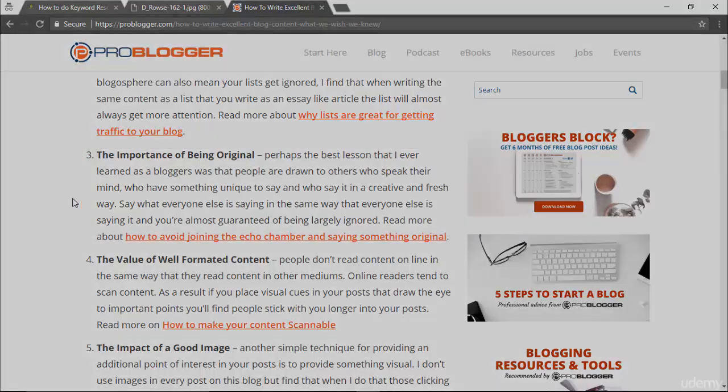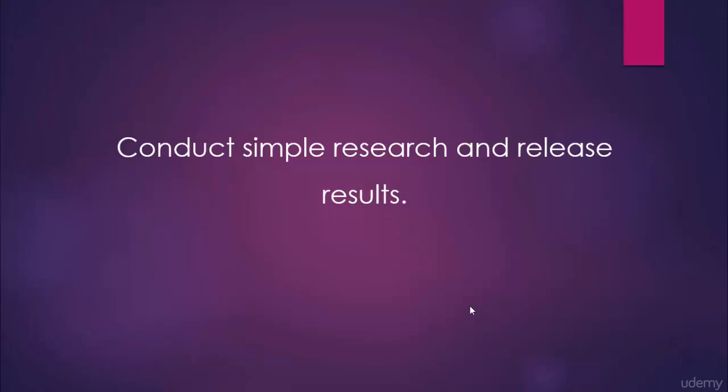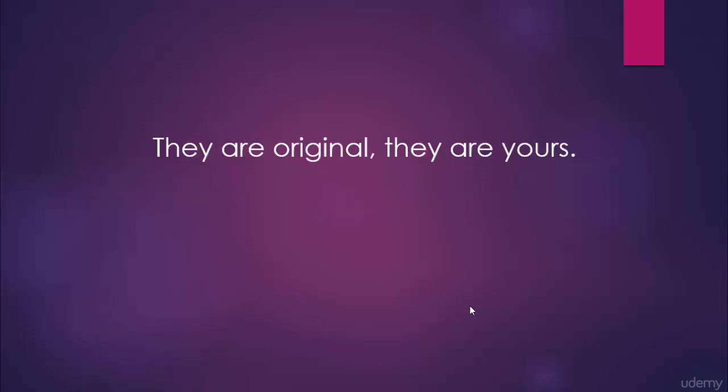The solution is pretty simple. Conduct your own research and release the results. It's simpler and easier than you think. It need not be a big case study. Go conduct a simple Google search and report the results. Go and conduct research using Google Trends or Analytics and produce the results. It's unique and original, and after all, it's yours.